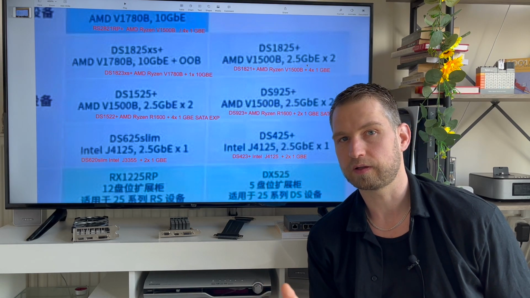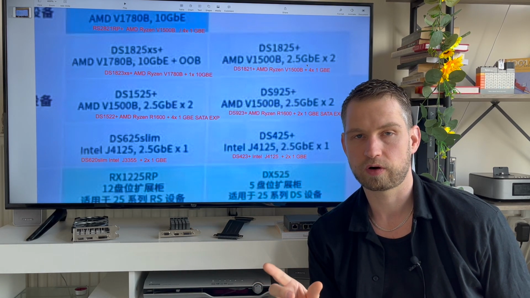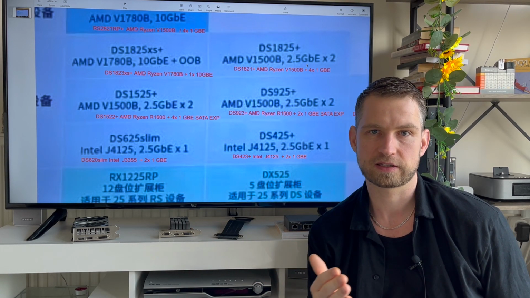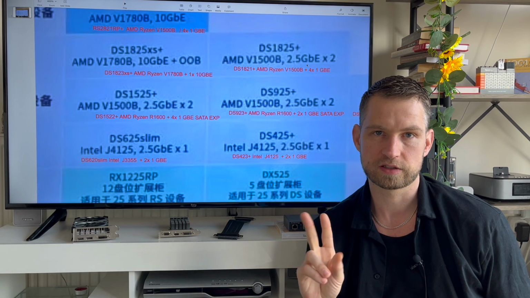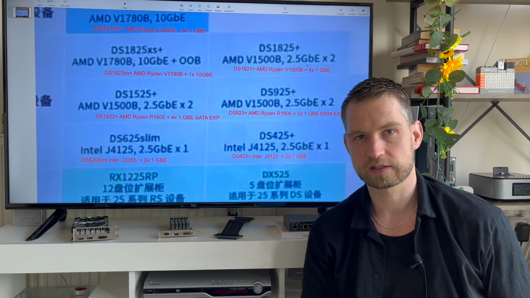Some other people liked the fact that they had 4 1 gigabit ports, so they could connect this NAS to different networks and create VLANs and things like that. Now they will have only two ports, but at least they are faster.